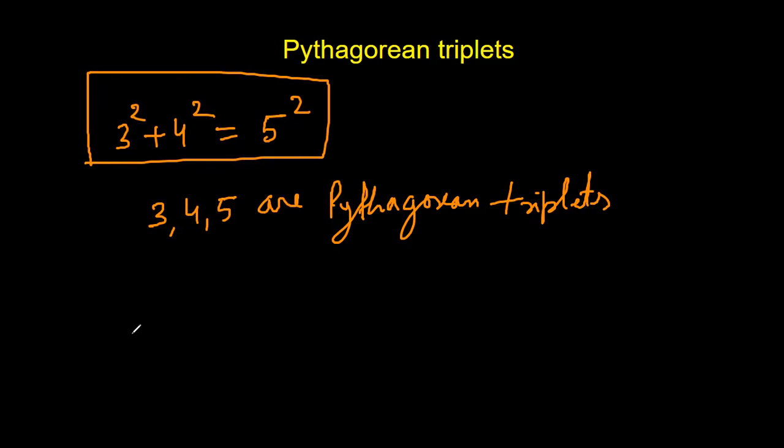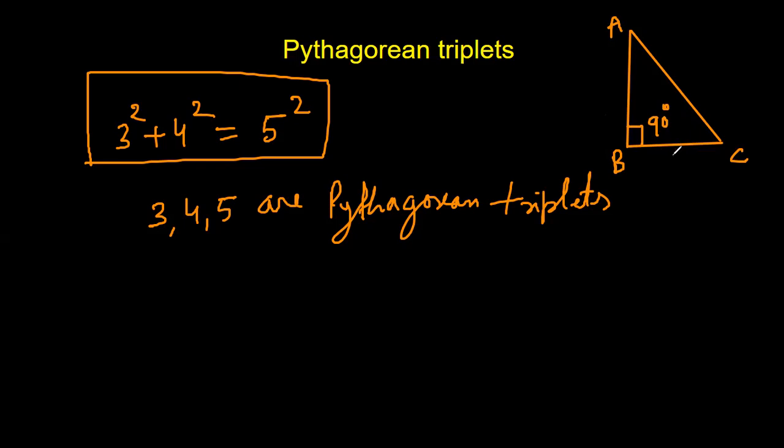Okay, let's relate these three numbers with the Pythagoras theorem. Consider a right angle triangle. Pythagoras theorem is about a right angle triangle. What is a right angle triangle? One of the angles is 90 degrees. All right, so this is triangle ABC, in which B is 90 degrees. Of course, the side opposite to B, AC, should be the hypotenuse, the longest side.